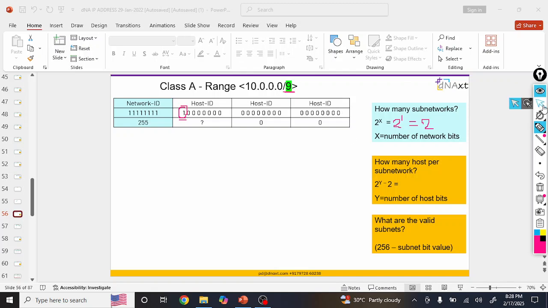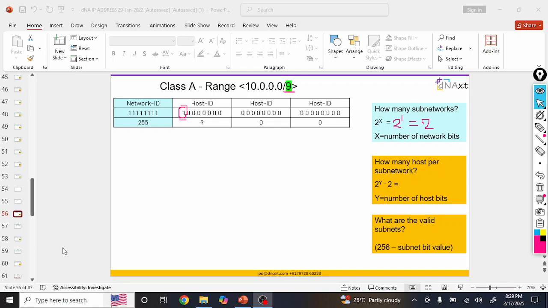How many hosts will we get over here? We will get 2 to the power y minus 2 hosts. What is y? The number of host bits. How many host bits do we have? We have 23 host bits. By default, the segregation was 8 and 24. Now, since we are doing subnetting, /9 is there. We have 9 network bits and 23 host bits. So y is equal to 23.